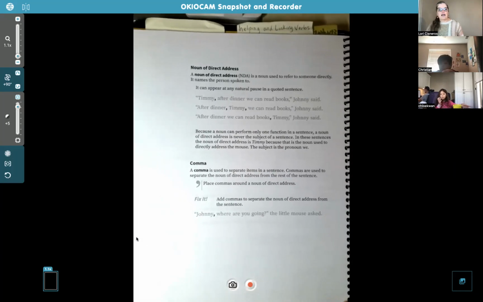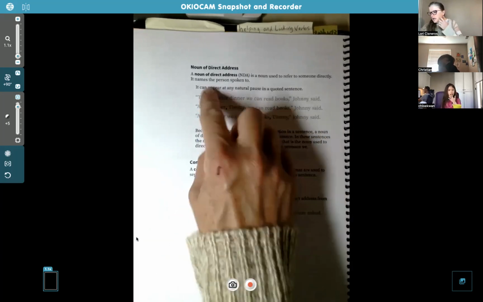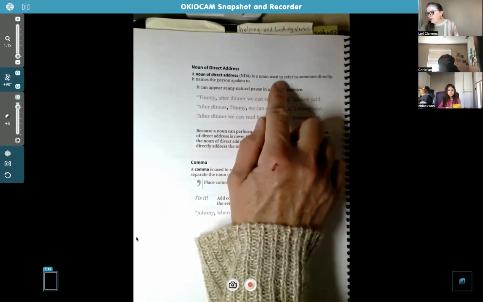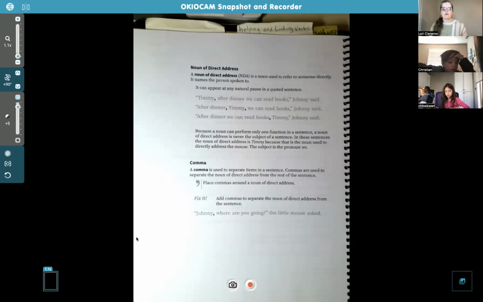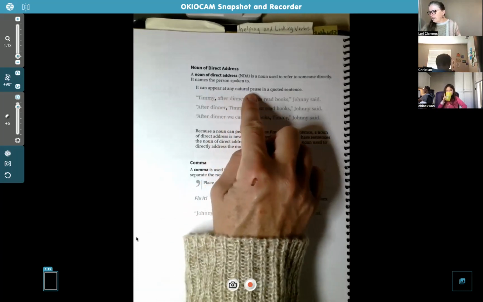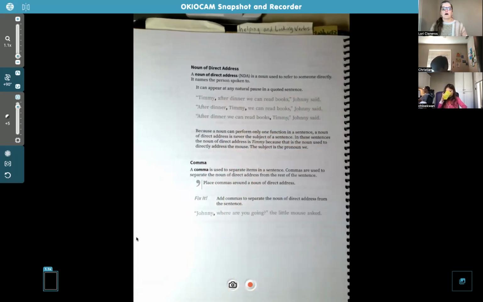This is page 68. We're going to talk about noun of direct address. Sounds fancy, but it's really super easy. A noun of direct address is a noun used to refer to someone directly. It names the person spoken to. It can appear at any natural pause in a quoted sentence. So I'm going to tell you the noun of direct address is always in a quote when someone is speaking.